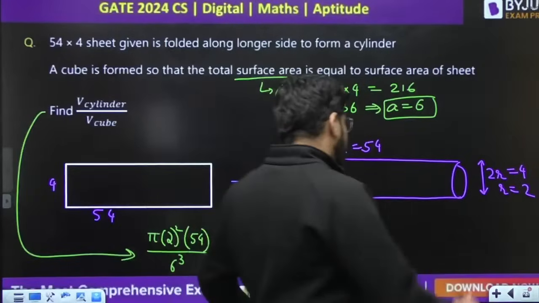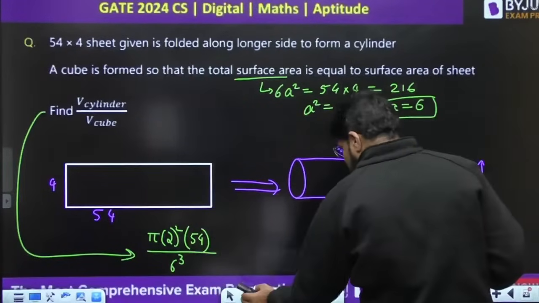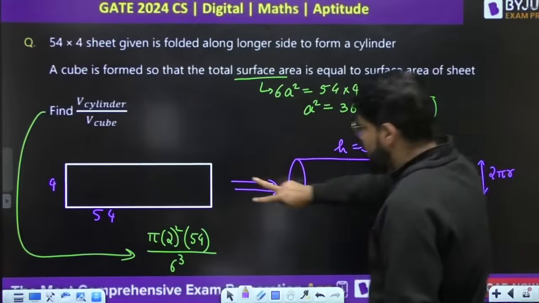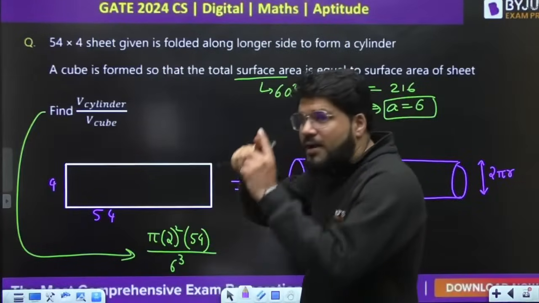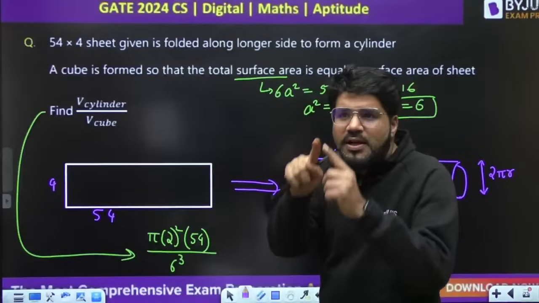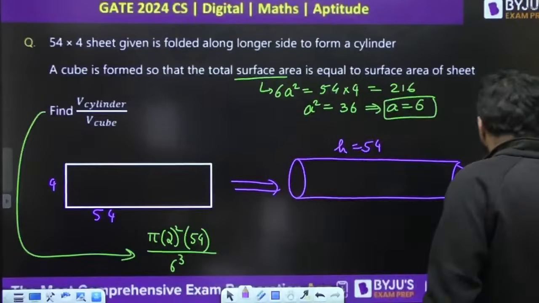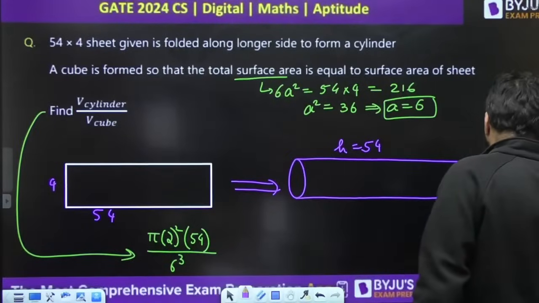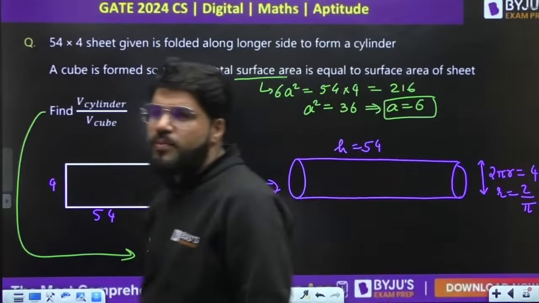Sorry, my bad, this 2 pi r comes up here. This side folded, this 4 becomes the circumference of the circle. So this is equivalent to 4, and accordingly we can get the value of r, that is 2 upon pi, which is equal to 2 by pi.